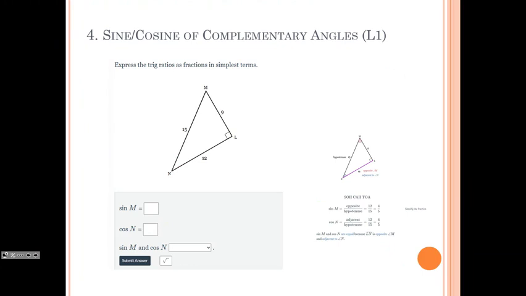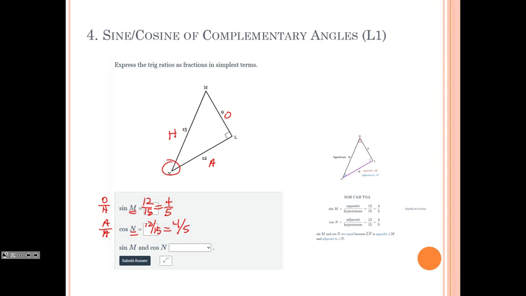Okay, this one right here, sine m. That means this is where you're going to start. That's your starting angle. Opposite, adjacent, hypotenuse. Sine m is 12 over 15, which reduces to 4/5. Okay, cosine n. This is your starting angle. This is now opposite. They switch because we switched to acute angles. Cosine means adjacent over hypotenuse. Remember, adjacent over hypotenuse. So that's going to be 12 over 15, which means it's 4 over 5.